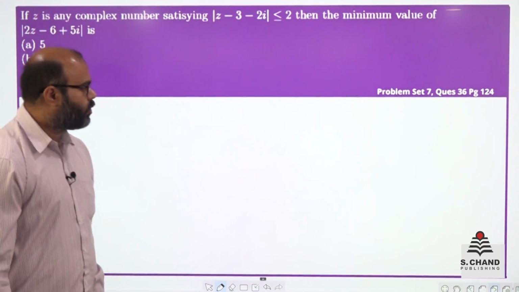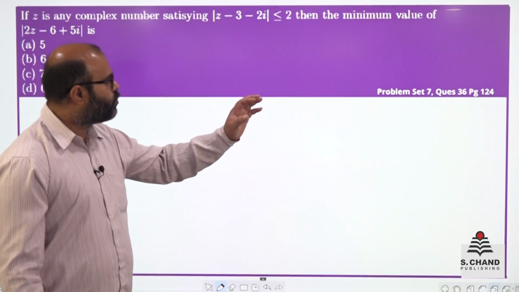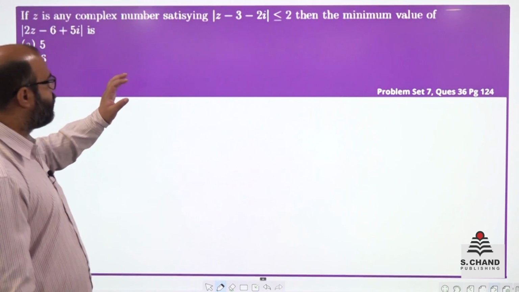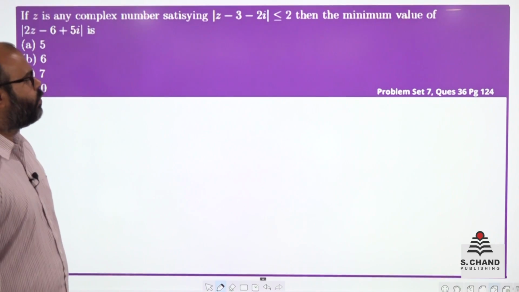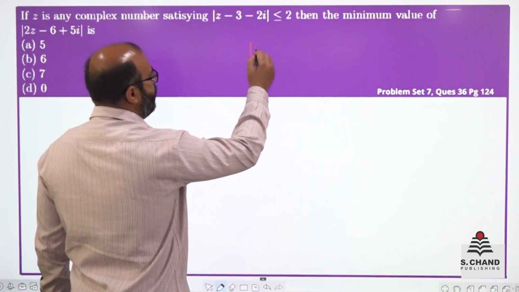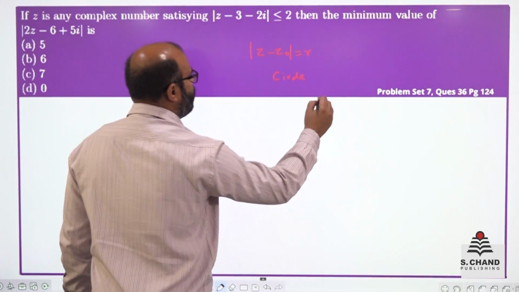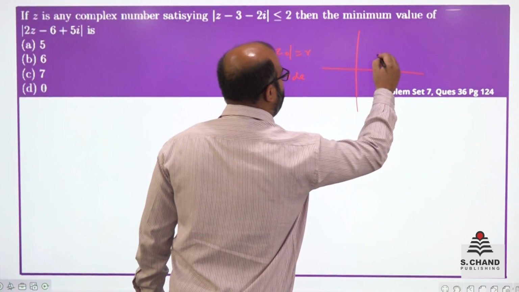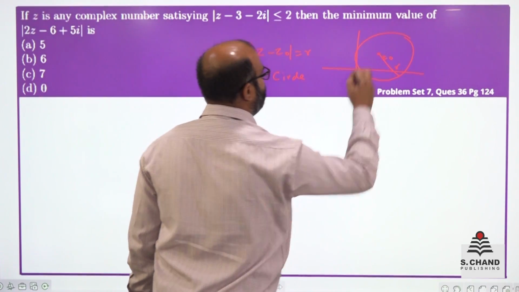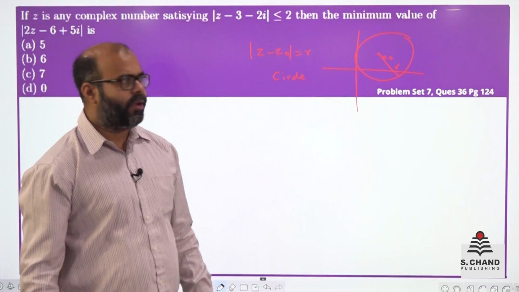Now let us come to the next question. If z is any complex number satisfying mod of z minus 3 minus 2i is less than or equal to 2, then the minimum value of mod of 2z minus 6 plus 5i is. Now, here first of all you have to understand that mod of z minus z naught is equal to r represents a circle. What type of circle is it? It is a circle having center z naught and radius r. So this is such a type of circle. z is any point on the circumference of the circle.